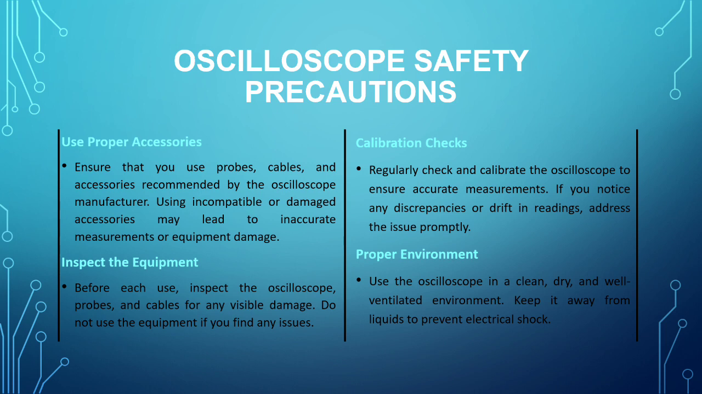Second, inspect the equipment. Before each use, inspect the oscilloscope's probe and cables for any visible damage. Do not use the equipment if you find any issues. Third, calibration checks. Regularly check and calibrate the oscilloscope to ensure accurate measurements. If you notice any discrepancies or drift in readings, address the issue promptly.